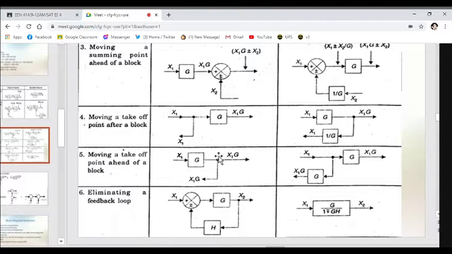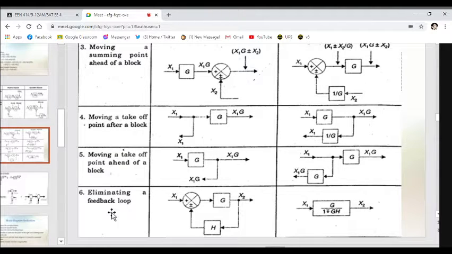Okay. Yung take-off point mo rin, ililipat mo naman sa harapan ng G ahead of the block. So ito, nilipat na. Originally, nandito siya, lumipat. So maglalagay ka ng G sa feedback. Okay?